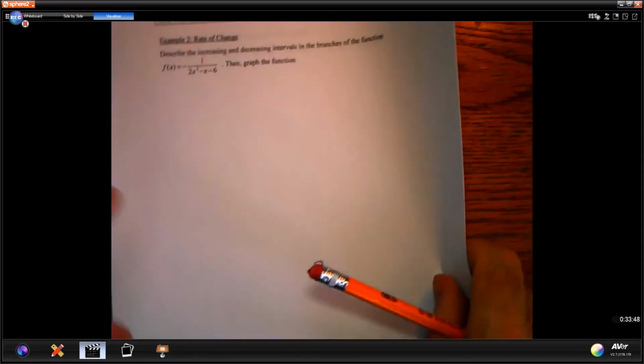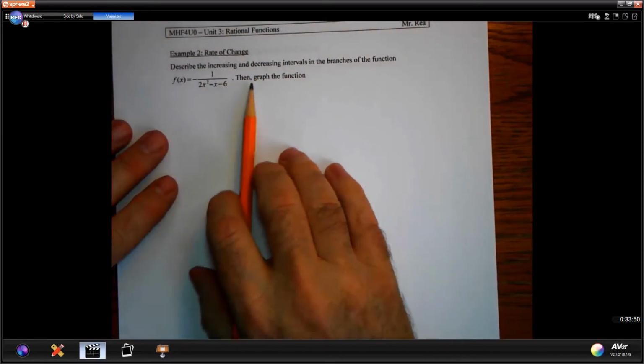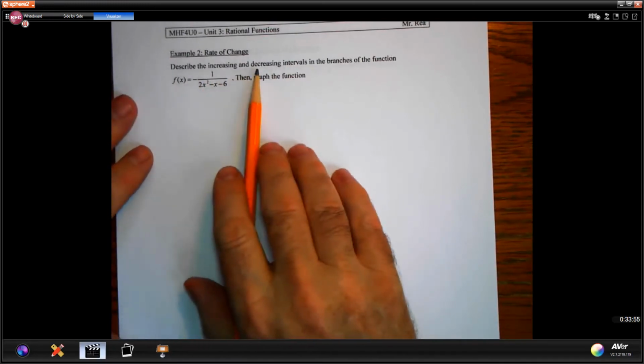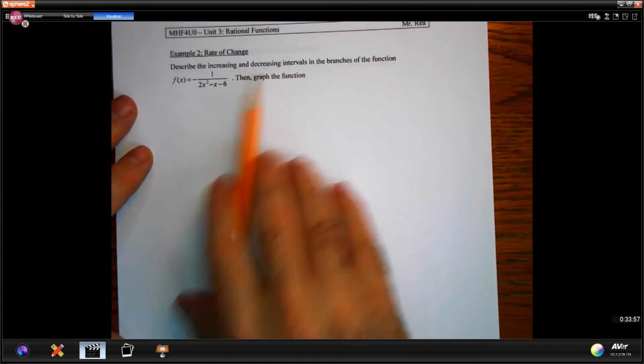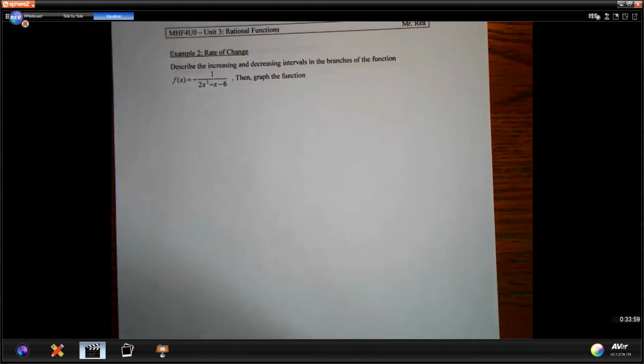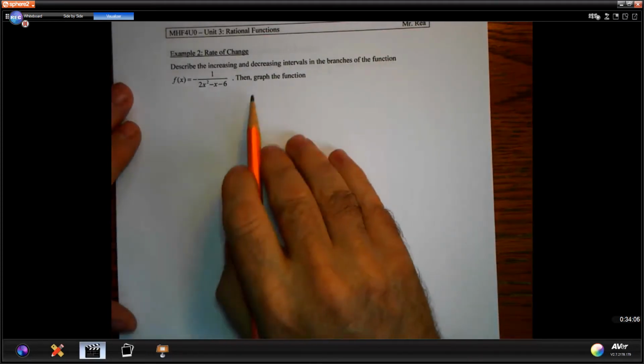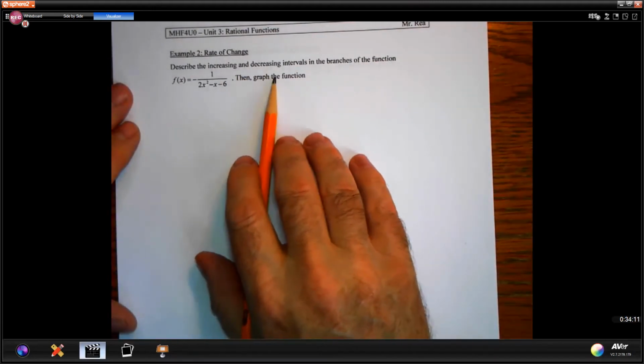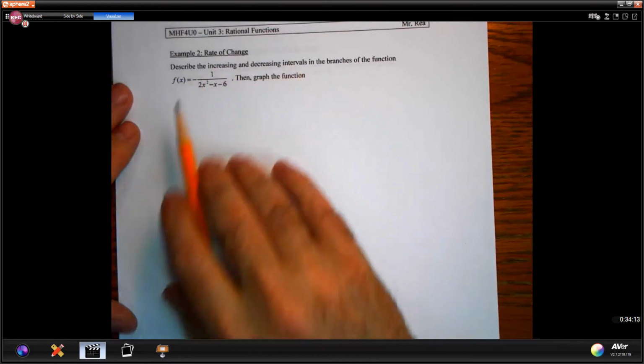Okay, so let's do another one here. This time we're basically going to do the same process, but instead of just specifying the range, we're going to describe the intervals of increasing and decreasing for this function. Everything except the last part will be the same. We need to create the graph first. I know it says then graph the function, but it should be the other way around. We're going to graph the function and then describe the intervals.